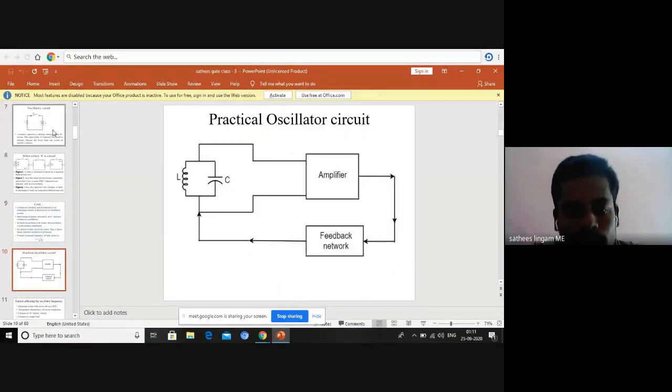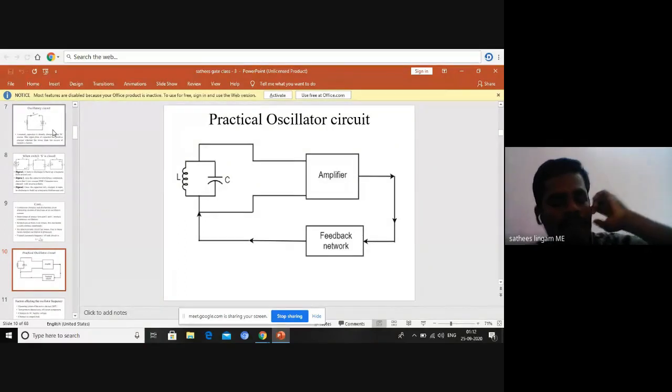Now, after the oscillation is created, first we need to go for amplification. The oscillation created by the capacitor and inductor, the tank circuit, is very small in amplitude. That amplitude is very small, so we need to amplify it.